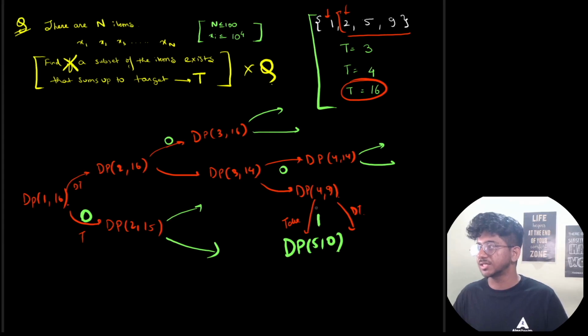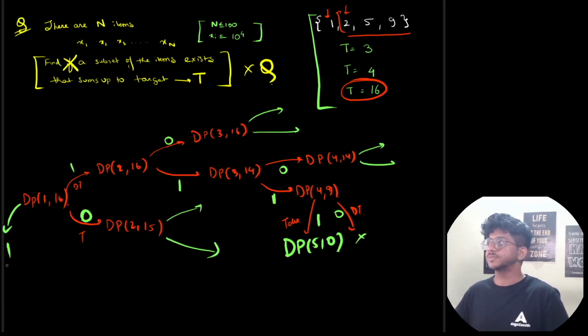And this side will return 0, because it's not possible to create 9 out of thin air. Since it's an OR, this will get 1. Since this is an OR, this will get 1. Since this is an OR, this will get 1. And since this is an OR, this will return 1 finally. That's how we are getting a subset of 16.